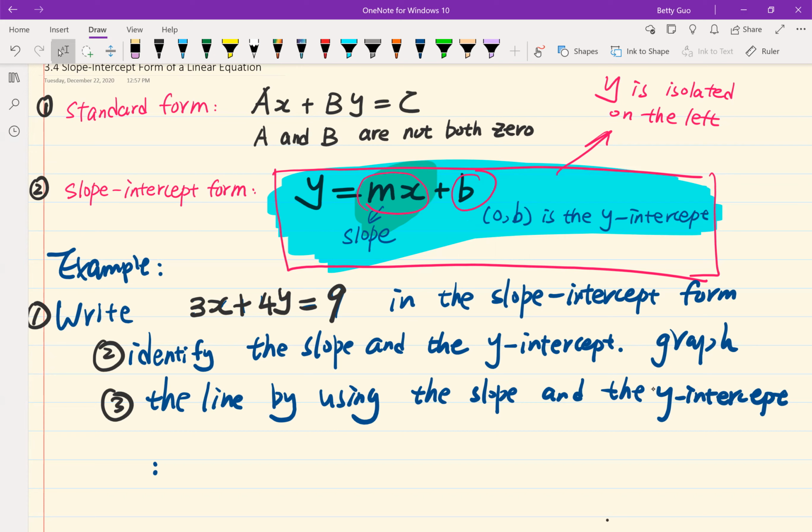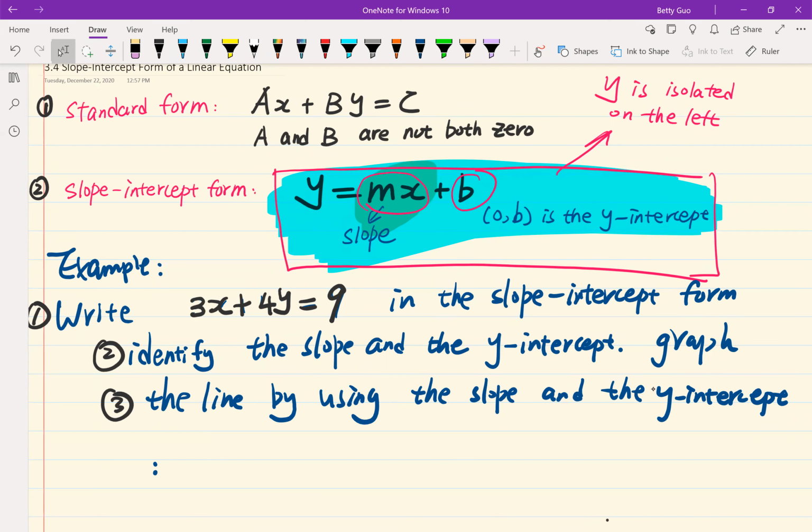Okay, we need to remember that. We are not going to prove it, but I can show you quickly why b is the y-coordinate of the y-intercept. Yesterday we learned intercepts, right? Do you guys remember the definition of a y-intercept? The y-intercept is a point where the straight line crosses what?